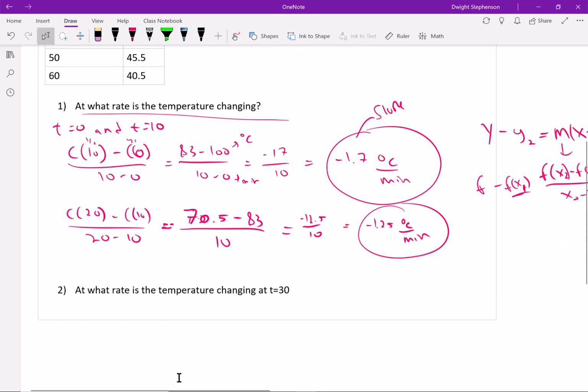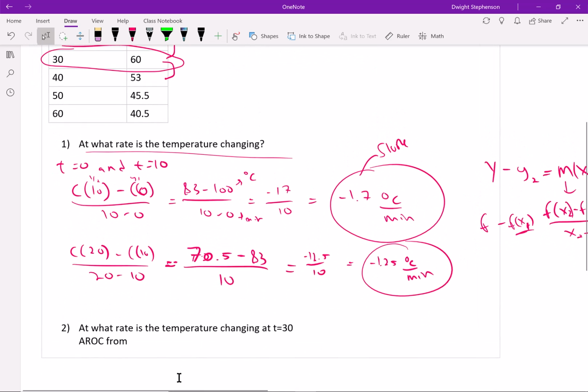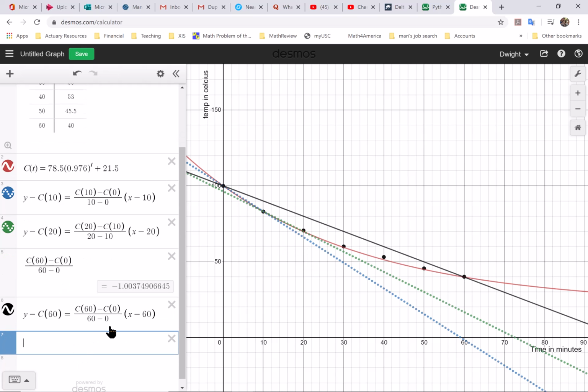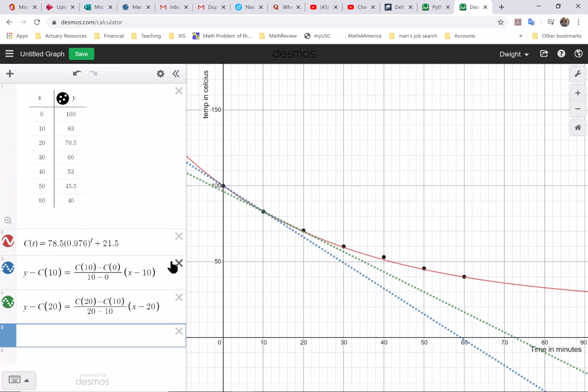So you could say, okay, well, let's find the average rate of change from t equals 20 to t equals 30. And then we can find the average rate of change from t equals 30 to t equals 40, right? And what that will do is it'll tell you the average on both sides, right? It'll tell you the slope of this one and the slope of this one, and you'll know you're kind of close, but again, it's not going to be perfect.